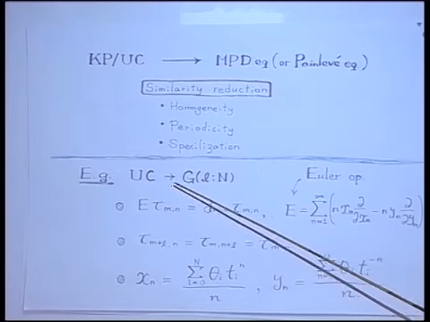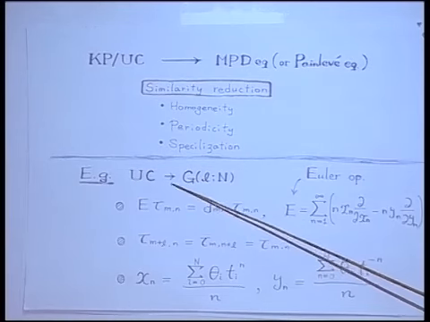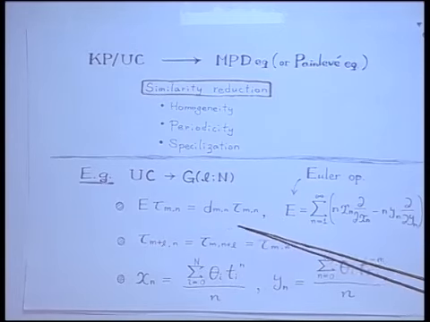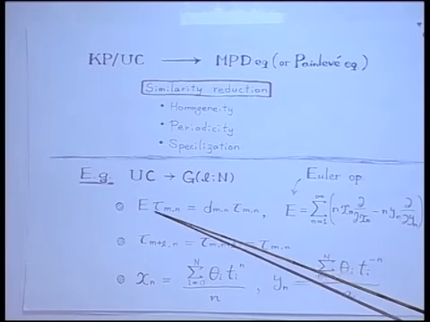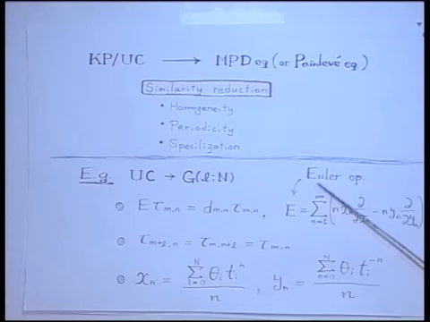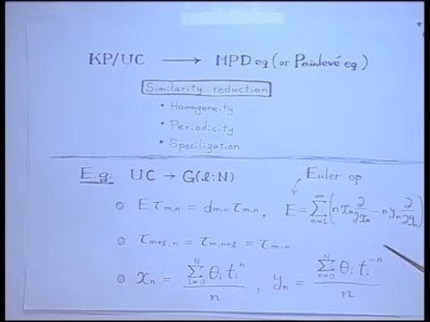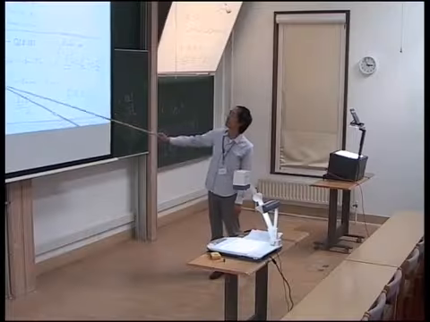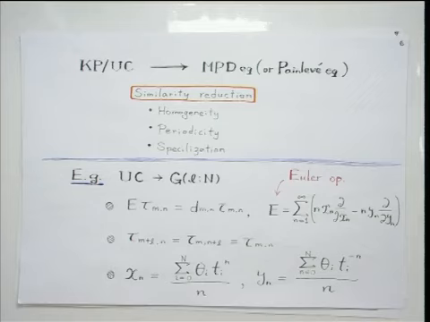So for example, let us consider the reduction from UC hierarchy to the generalized Gaussian system. So first one, this is the homogeneity. Here, E is an Euler operator, defined like this, and dmn is some constant parameter. And here is the periodicity. This condition is posed in order to reduce the dimension of the phase space to obtain the finite dimensional integral system.